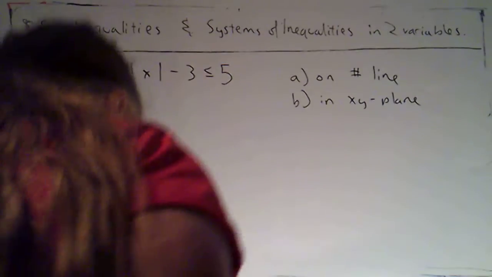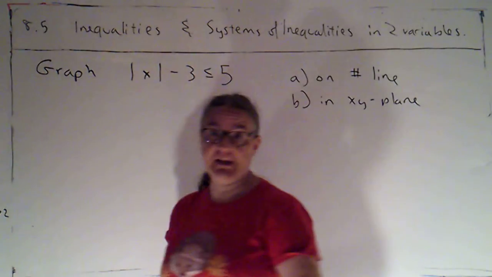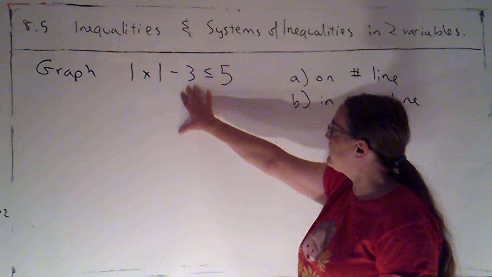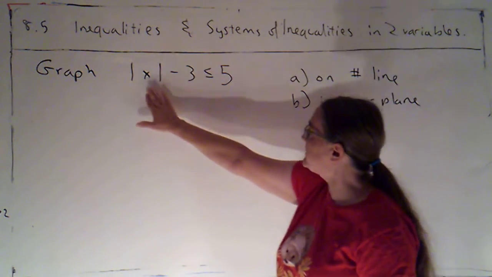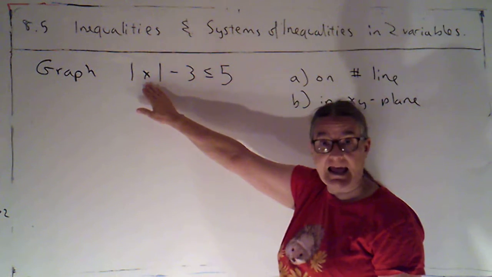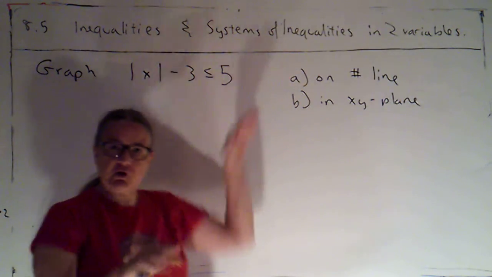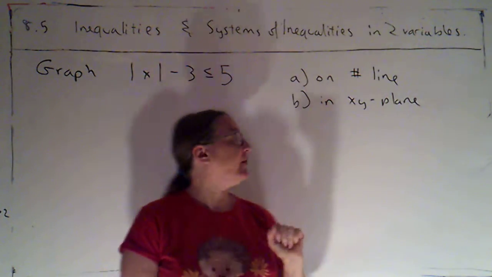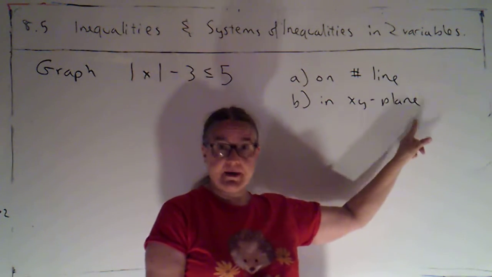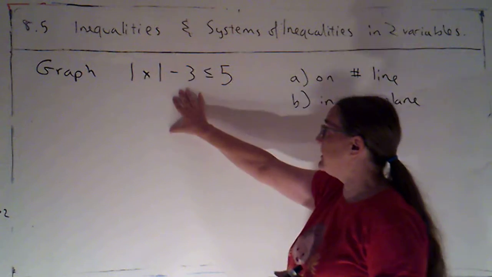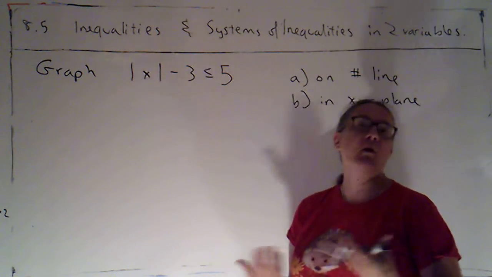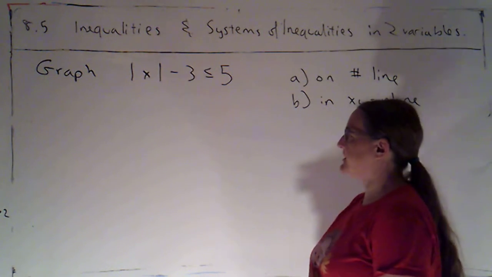In this video, we're going to review absolute value inequalities. So we've got this problem here on the board. You'll notice it just involves one variable, x. And we're asked to graph it twice. Once on the number line, treating it as just a one-dimensional problem, and then again in the xy plane, treating this as an inequality in two variables where y just doesn't happen to make an appearance.